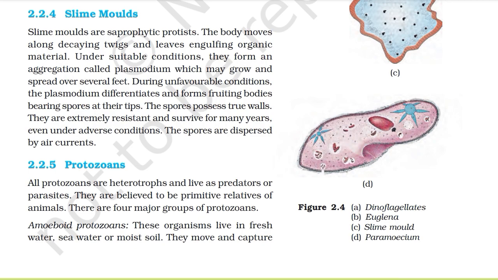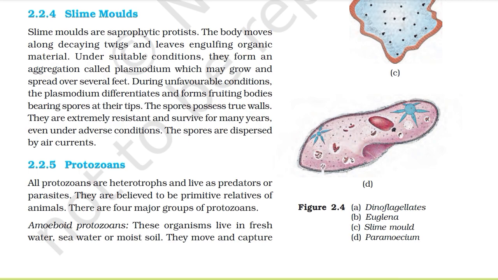The body moves along decaying twigs and leaves engulfing organic material. Under suitable conditions, they form an aggregation called plasmodium, which may grow and spread over several feet. During unfavorable conditions, the plasmodium differentiates and forms fruiting bodies bearing spores at their tips. The spores possess true walls. They are extremely resistant and survive for many years. Even under adverse conditions, the spores are dispersed by air currents.